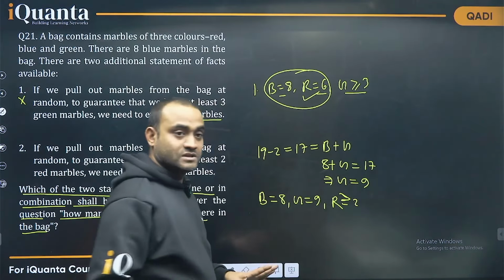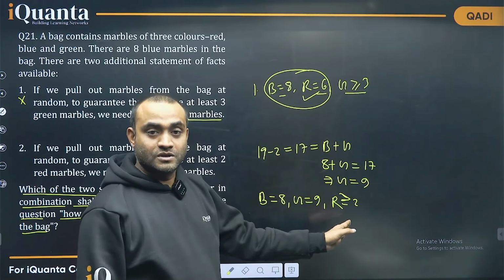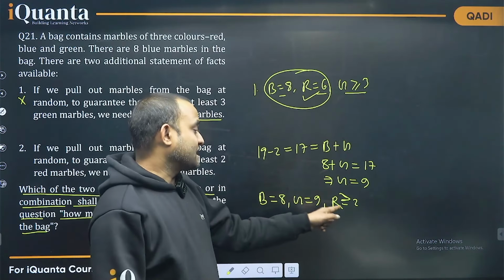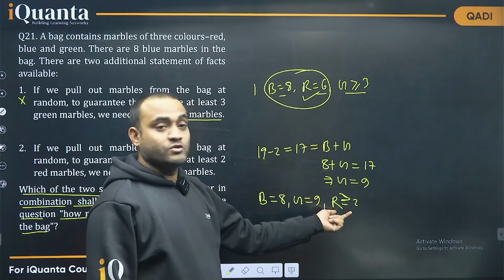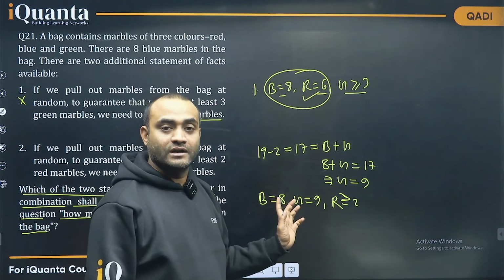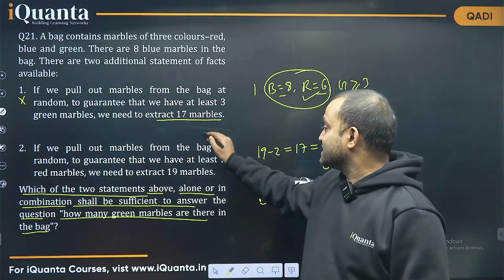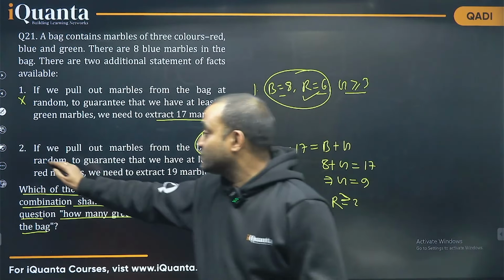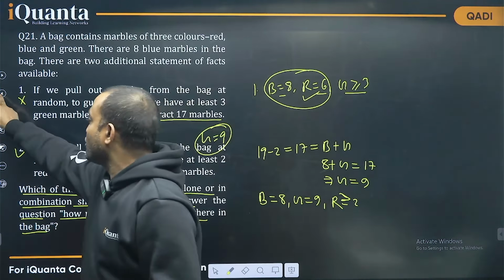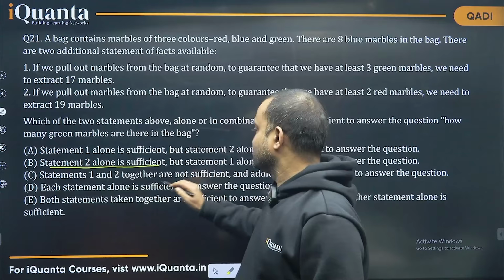Now think about this. If you extract 17 marbles, it's possible that none of them is a red marble. But if you are taking 18 marbles, at least 1 will be red, because 17 of these at worst. If you are extracting 19, at least 2 will be red. So from here we can find the exact number of green marbles, and that is equal to 9, and this can be done using statement 2 alone. So let's check the options again. Statement 2 alone is sufficient.